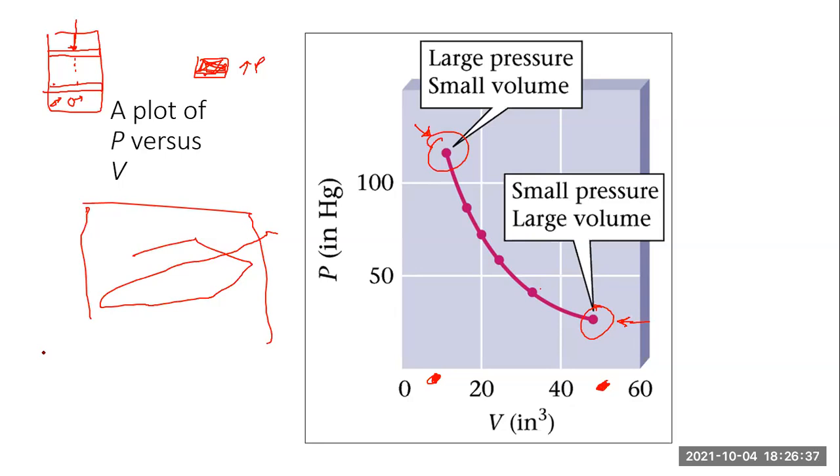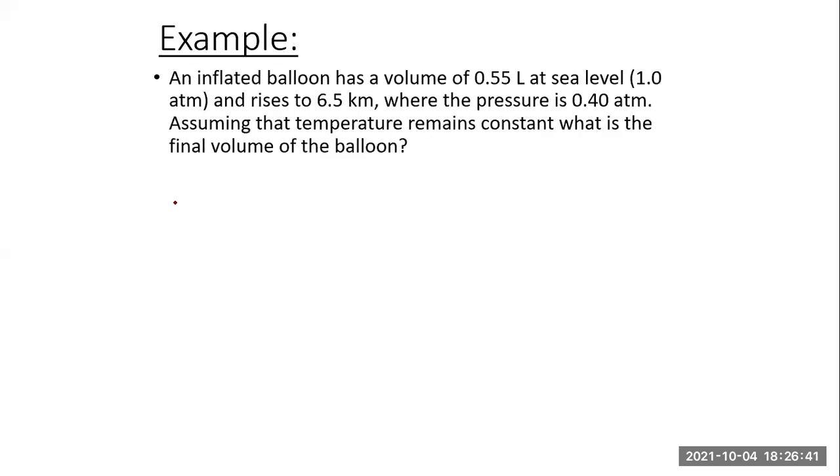Okay, so let's take a look at one here. I want you to take a second or two and see what you come up with. An inflated balloon has a volume of 0.55 liters at 1 atmosphere. It goes to 6.5 kilometers, where the pressure is 0.4 atmospheres. What is the final volume of the balloon? Take a couple minutes to see what you come up with.